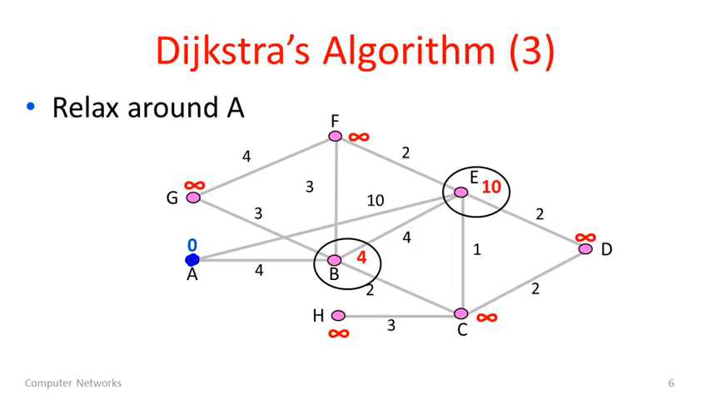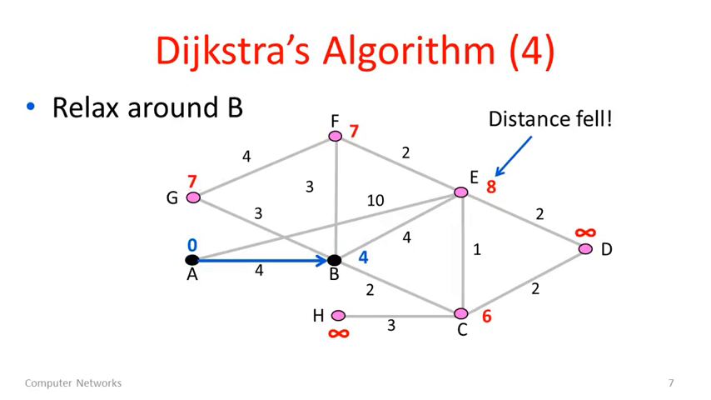That's one relaxation. We'll do the same thing for E. E's cost used to be infinity when we didn't know how to get there, but now we have an option. We can go from A to E directly over this link of cost 10, so E's cost will be 10. Both of these nodes have been relaxed. That's a step in the right direction.